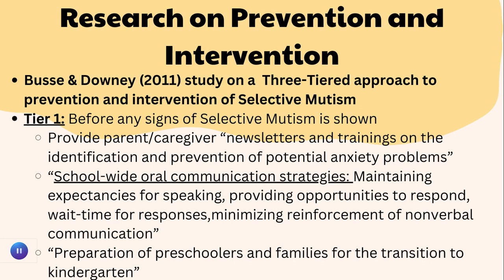First is to provide parents or caregivers with newsletters and trainings on the identification and prevention of potential anxiety problems. The next is the school-wide oral communication strategy. These strategies are maintaining the expectancies for speaking, providing opportunities to respond, and having wait time responses, and then minimizing the reinforcement of nonverbal communication. And lastly, for tier one, is preparing the preschoolers and the families for their transition into kindergarten.